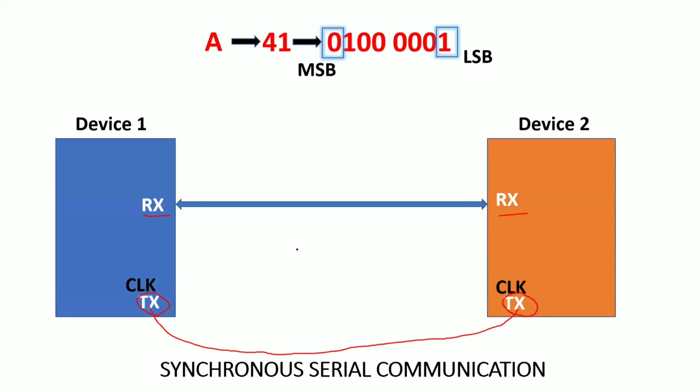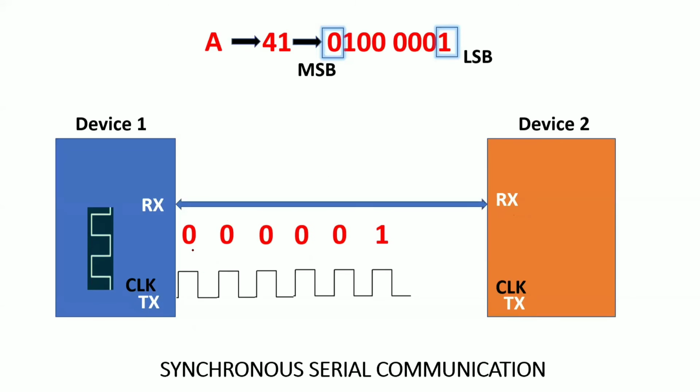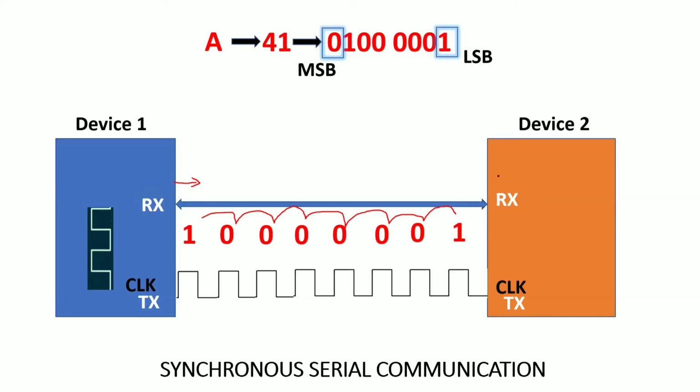Now, why did the name shift register come into the picture? Because I am shifting the bits. Now see here, I want to transmit this data. I want to send this data bit by bit. Now see what will happen. I am just shifting this data, right? Right shift, right shift, right shift, right shift. That's why mode 0 is called shift register mode. Every time device 1 is sending the data, it is shifting out. Whenever device 2 is receiving the data, it is shifting in. So that's why we are calling it shift register.